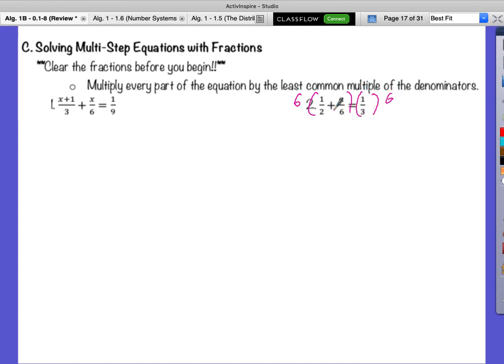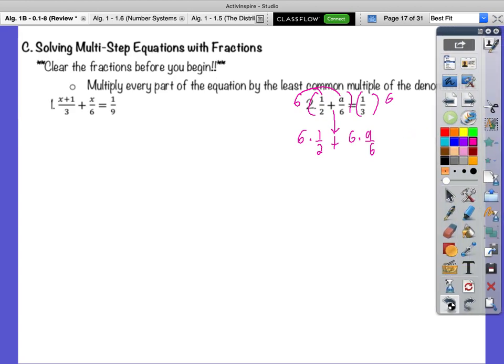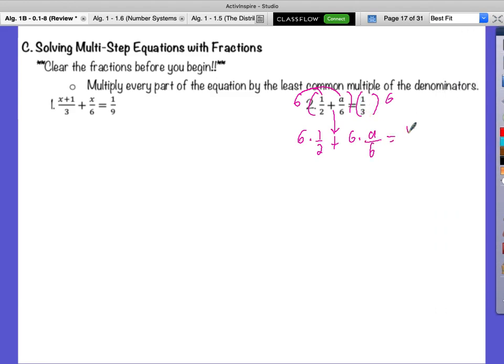Now here the important part is we multiply this 6 to both of them. So we have 6 times 1 over 2 plus, that plus sign just gets brought down, 6 times a over 6. We have the equal sign, equals 1 over 3 times 6. Now it's easiest for us to think of these 6s as 6 over 1 when we're dealing with fractions. So we can make them all 6 over 1. We did this already before, we're just going back over it.